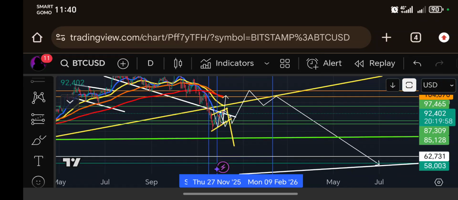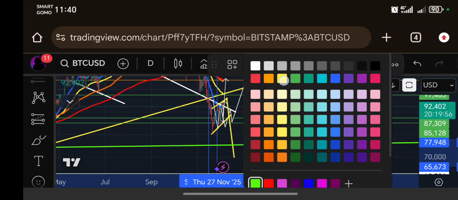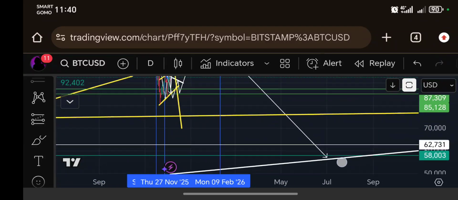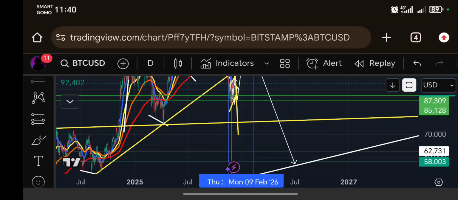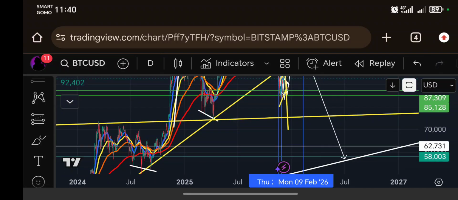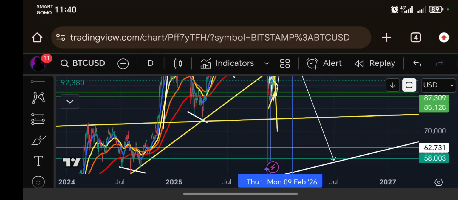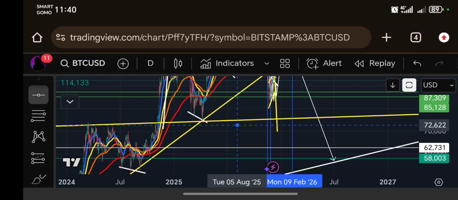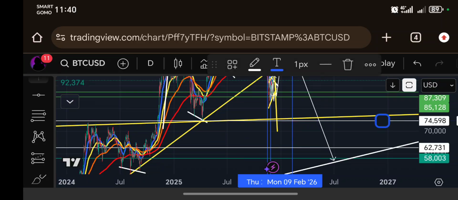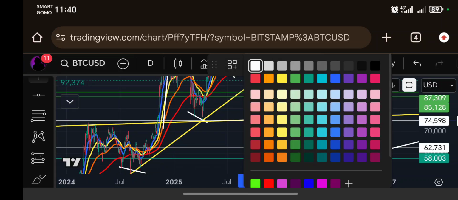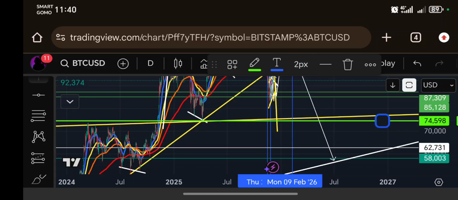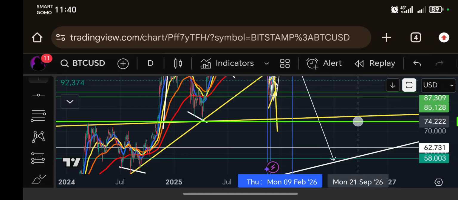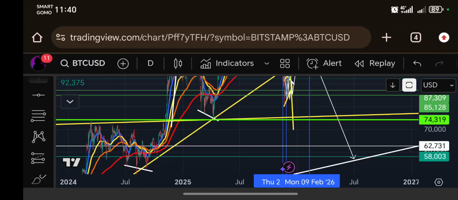Where's that? Oh, I'm sorry for that. I thought it was a horizontal line, but it's not. Okay, maybe around in here. Yep, it's gonna be the green right there. Okay, 74,000 could be your next level of support.